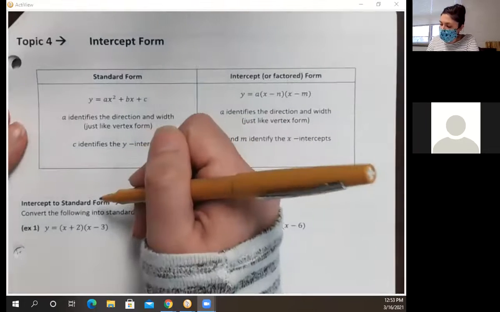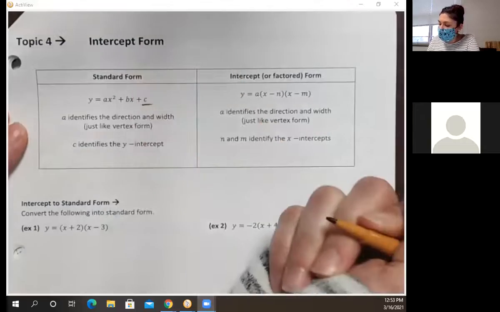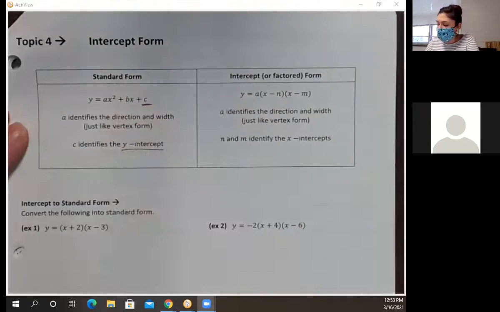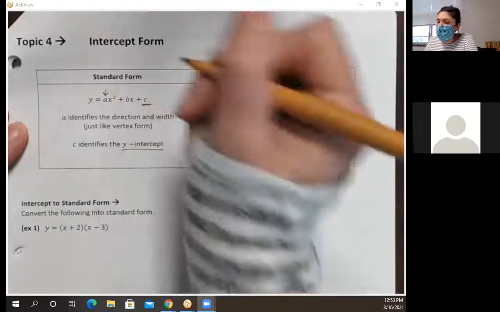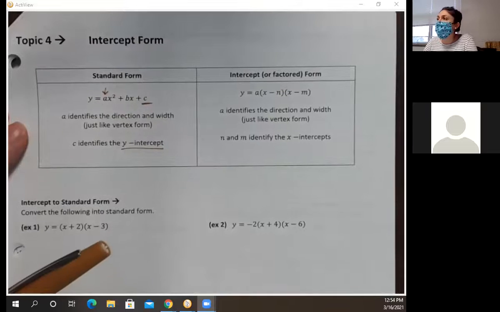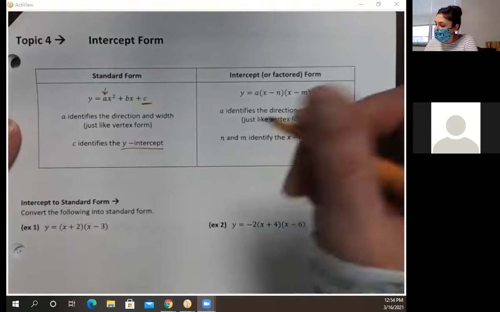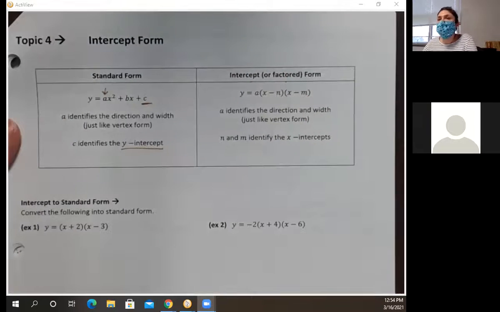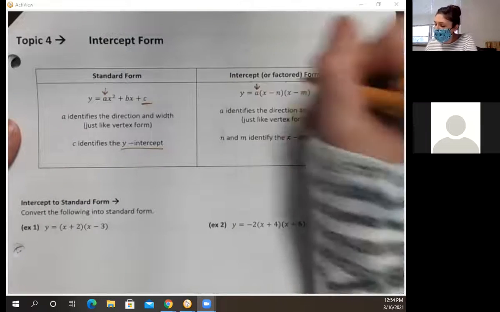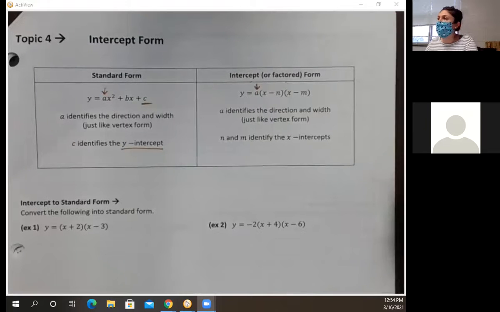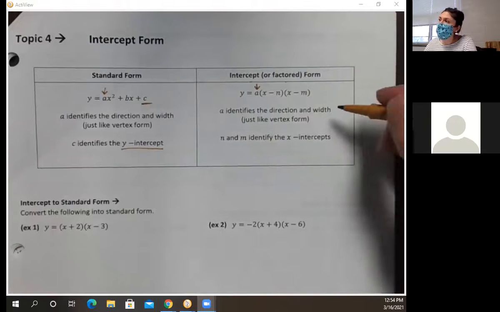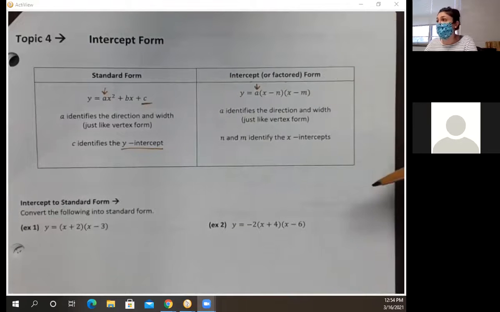So we know from standard form that the constant term at the end, that C value, is our y-intercept. And we also know that that A value, our lead coefficient, tells us some information about the shape of our graph. Do we open up or down? Am I stretched or compressed at all? For intercept or factored form, and I'll use these terms interchangeably, we're still going to have an A value. For everything we looked at yesterday, our A value was 1. It'll be 1 again for every problem that we have to write in factored form for today.